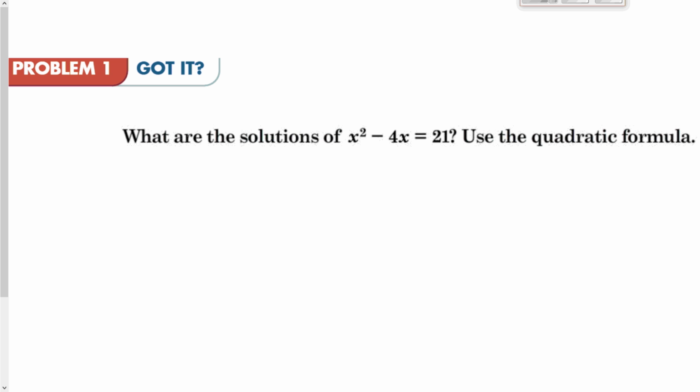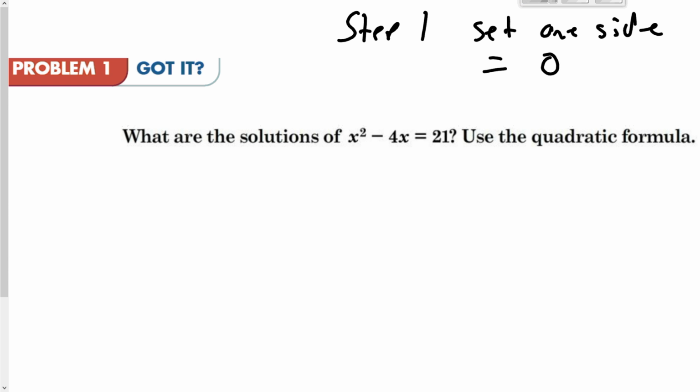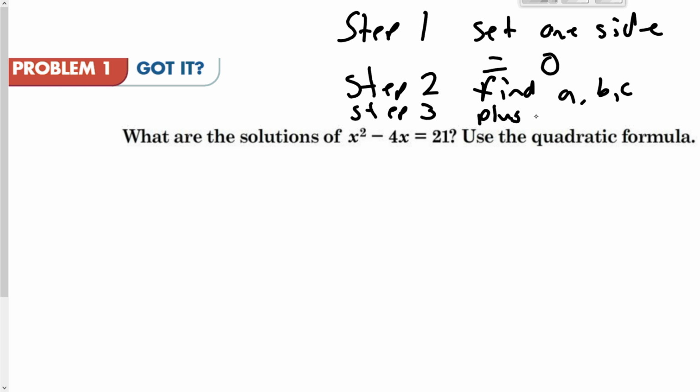Okay, so go ahead and try this one. All right, step 1, set one side equal to 0. Step 2, find A, B, C. Step 3, plug A, B, C into the formula. And then you're done, and then you'll find your x. So go ahead and pause it, try it. I want to do it, and I'll do this one probably pretty quick.